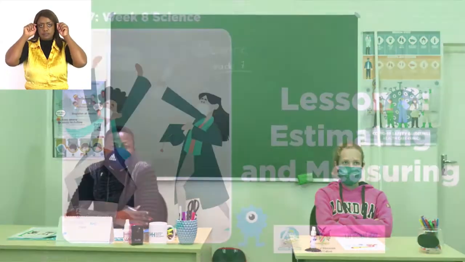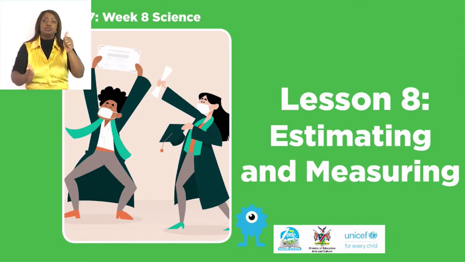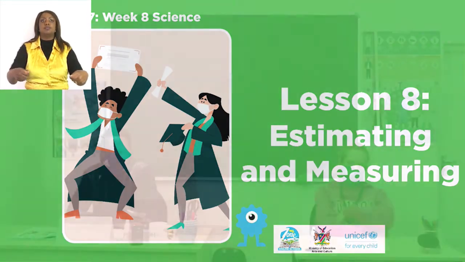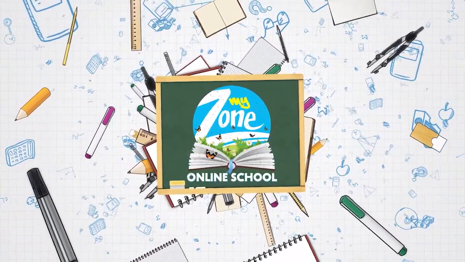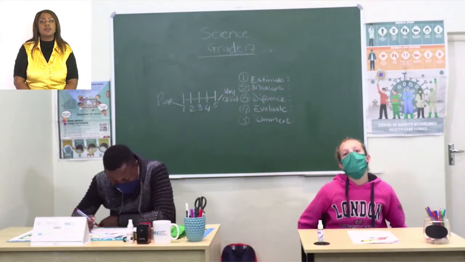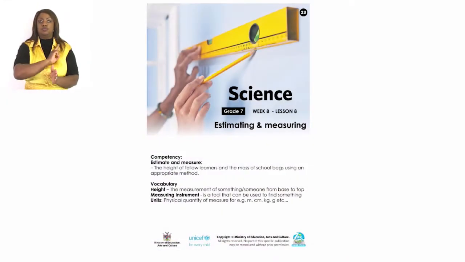And our lesson for today is on estimating and measuring. Let's turn to page 23, where our notes for science are. Starting with estimating and measuring, the competencies there, just to read through: estimate and measure the height of fellow learners and the mass of school bags using the appropriate methods.